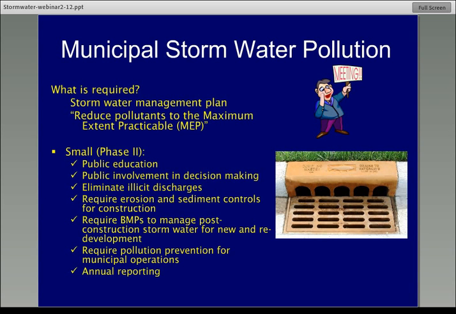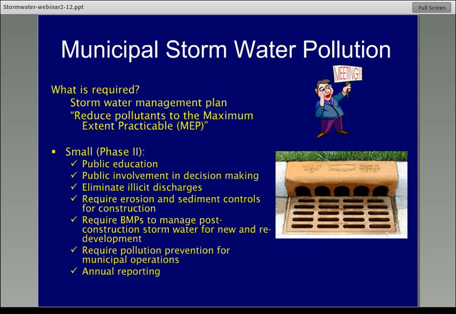Here in the Phase 2 element, we have, again, the requirement of a management plan that is required by these permits. For the smaller entities, these are between 50,000 and 100,000 in population, and it may be smaller. So a lot of what we hear, especially with regard to this part of the program, is about unfunded mandates and the small communities and how they're too small. Maybe they just have one Department of Public Works person to do this.